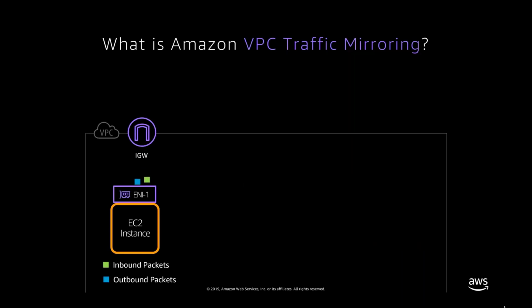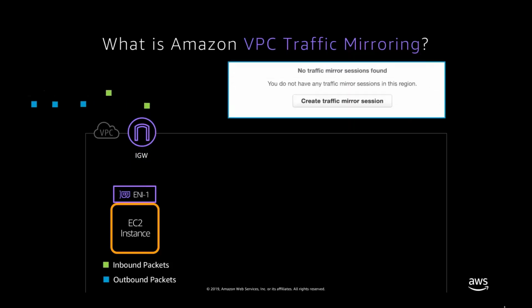So at its core, how does traffic mirroring work? Let's take a look. You have an EC2 instance in your VPC, and you have traffic coming from an internet gateway to this instance, with a green packet coming in and blue packets going out. Now, let's say that you decide to monitor this instance. This happens to be one of the critical instances, or a workload running an important application in your network.